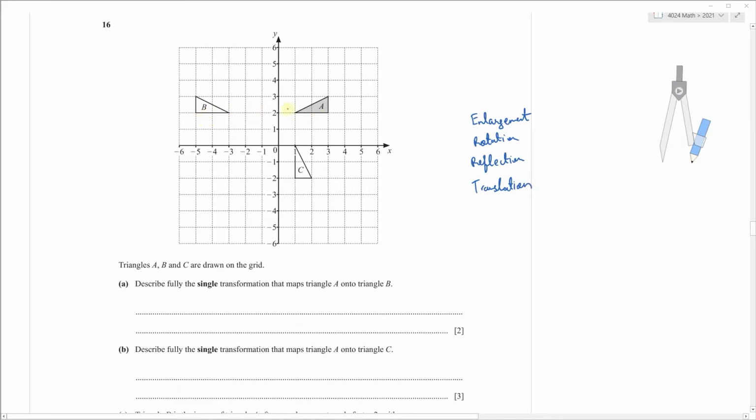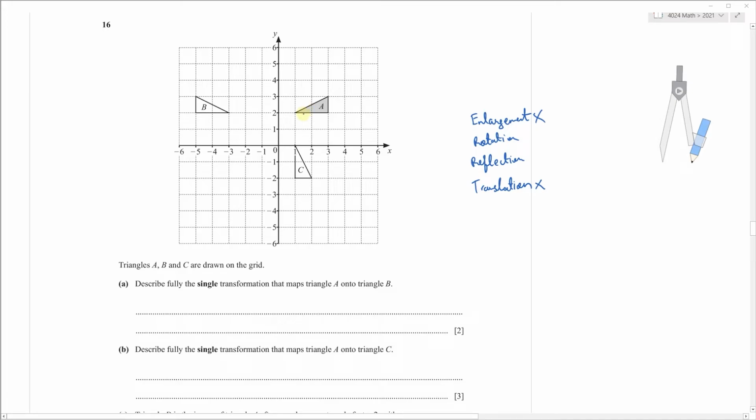Since the size of both the triangles is the same, it cannot be an enlargement. It cannot be a translation because in translation, the orientation of the triangle remains the same. If you translate, you'll get another triangle which is also pointing in this direction. Since B is the opposite, this cannot be a translation. It looks like a reflection because it's a mirror image if you go from A to B. It's also not a rotation.